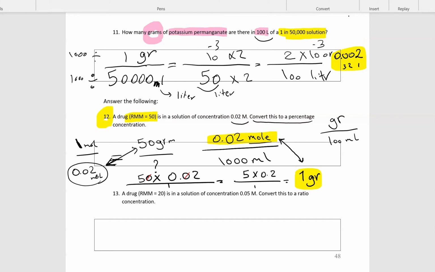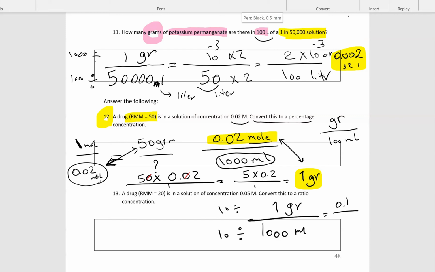Now we want to convert. In 1000 milliliters, we have 1 gram. If I divide the numerator by 10 and the denominator by 10, we will get 0.1 in 100. If we times by 100 to get a percentage, I will get 0.1 percent. That's the answer.